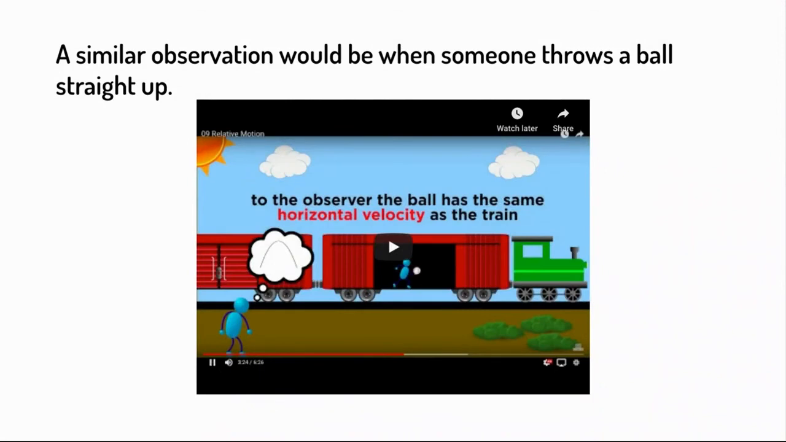Okay, so I think that's another good example of how motion depends on your point of view, right? When we describe motion, it's important to understand who's observing it and what they are doing.